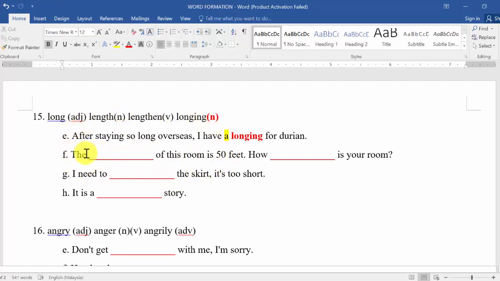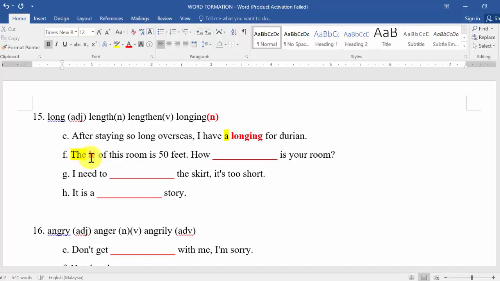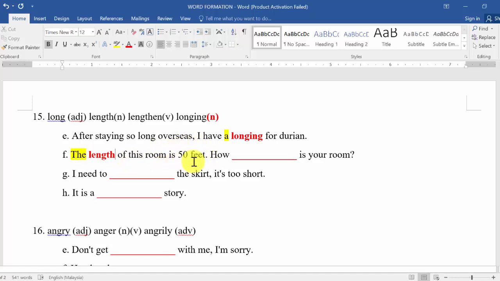When you have a determiner, the, that should be your keyword, so highlight it. The next word after the determiner is either an adjective or a noun, same as question E. Here we have a determiner and the word after the blank is not a noun, so your answer should be a noun. We have two nouns here, longing and length. Longing has been used, so your answer should be length. 50 feet is a measurement of the room.